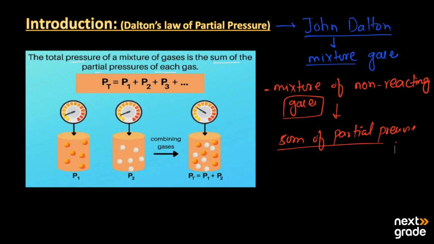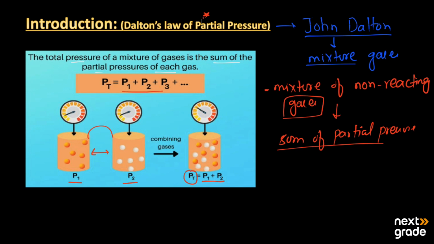For example, here we have two cylinders in which the gas is applying the pressure P1, and the other gas is applying the pressure P2. Then the total pressure will be the sum of the pressure of gas 1 and the pressure of gas 2. It means when we combine the gases, then the total pressure will be the sum of their partial pressures. This simple law is known as Dalton's law of partial pressure.